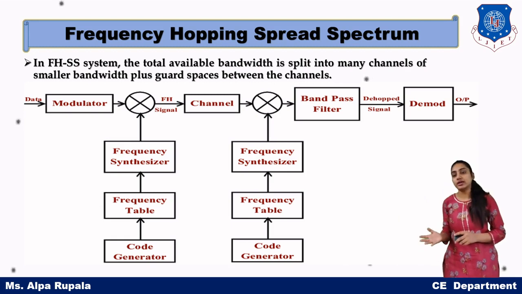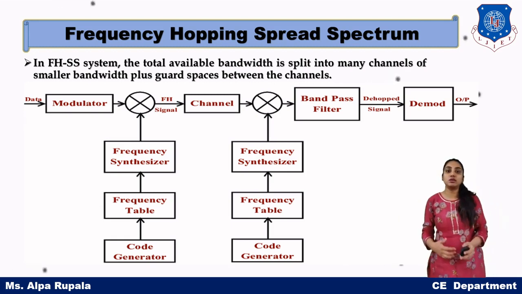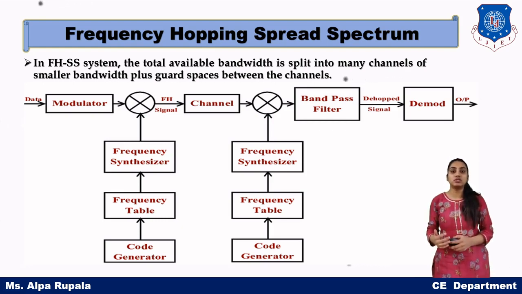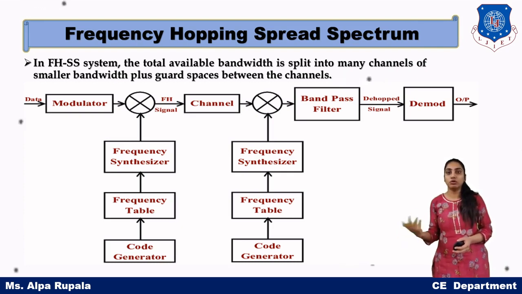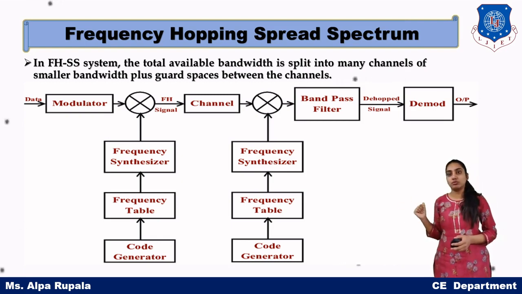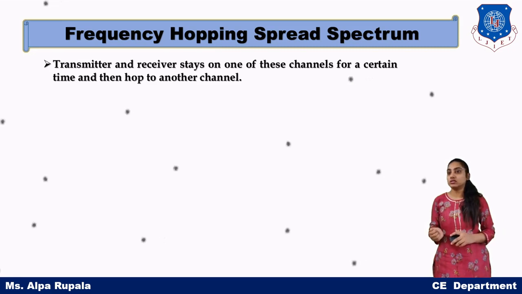At the receiver side, with the same frequency table and frequency synthesizer, we can demodulate our signal from the frequency hopped signal to the normal signal. Then we send our signal through the band pass filter for noise removal, and the dehopped signal is given for demodulation. After demodulation we have our original data. So this is the whole process of frequency hopping.